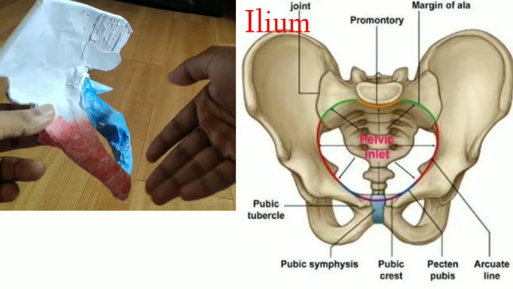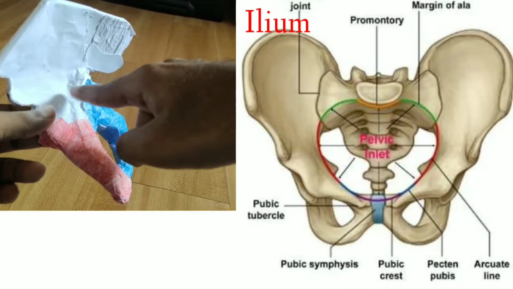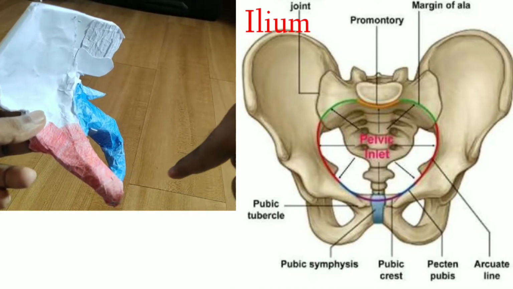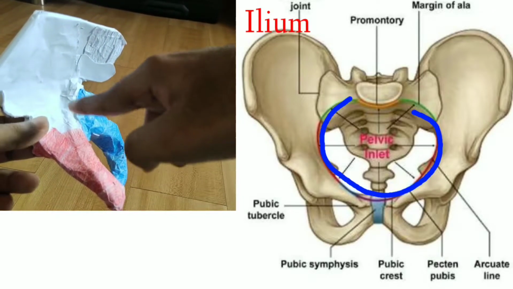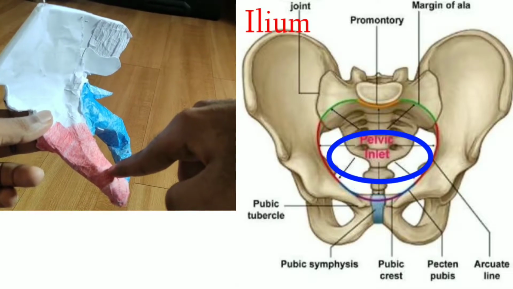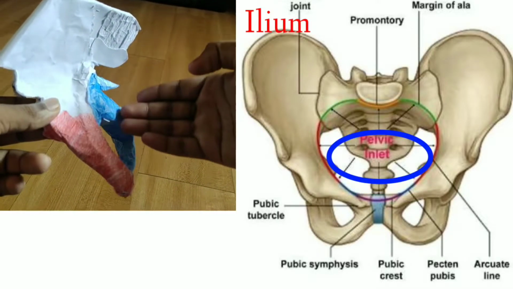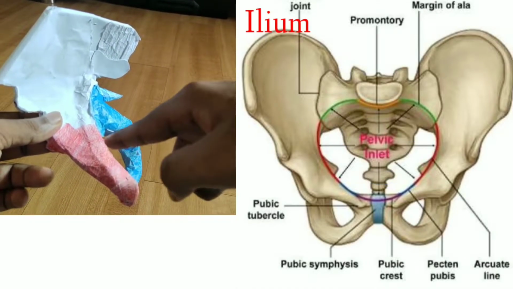If you notice, this will form a border. It will continue to the next hip bone like this. This border will form the inlet for the true pelvis. The area covered below this border is called the true pelvis of the pelvic girdle.